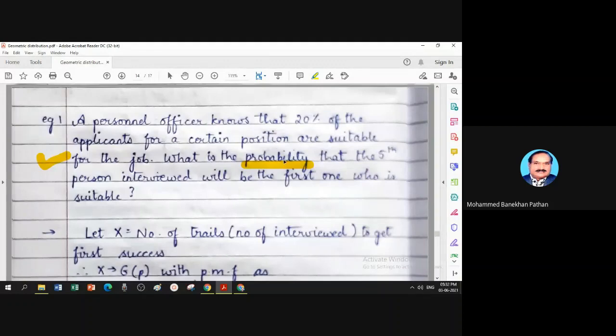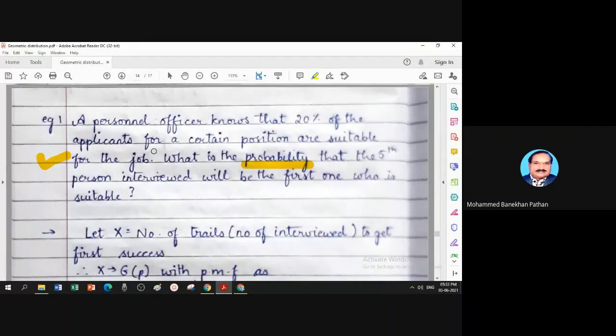Now here you can easily see the experiment is to carry out the interview, and you will stop your interview when you get the suitable candidate. So the experiment is continued till you find a suitable candidate. And once you get a suitable candidate, you will stop the interview. So that is the situation of geometric.